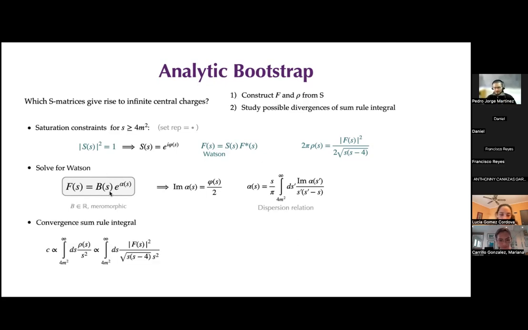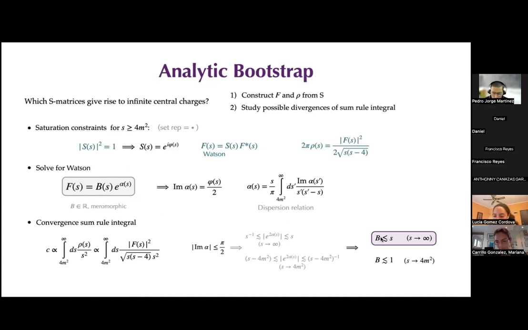And for the B, you can use the fact that this other function is bounded because this phase goes from minus pi over 2 to pi over 2. So these bounds on alpha let you know how big or how small you can make B. And the only thing I want to mention here is that at infinity, B can only grow linearly with the energy, or S. So if it grows faster than this, then this sum rule diverges and C is infinity.